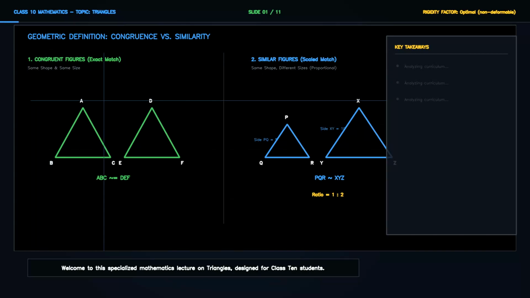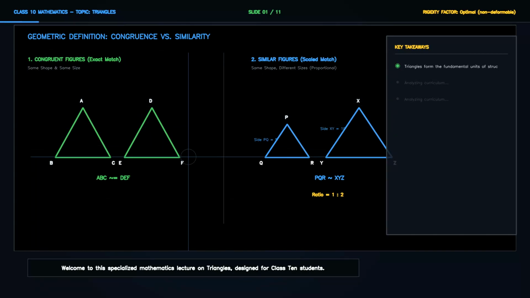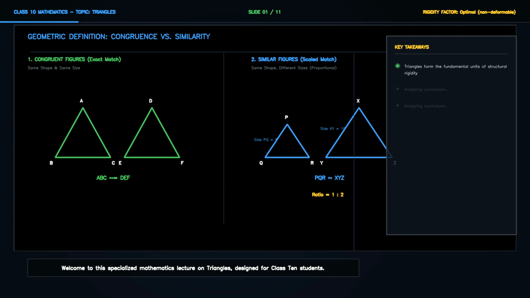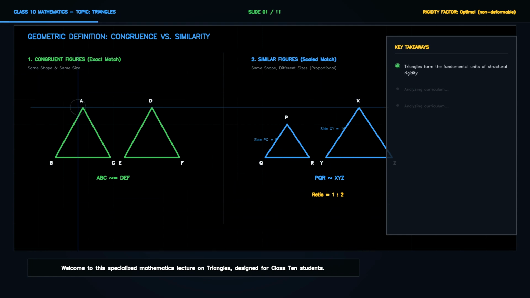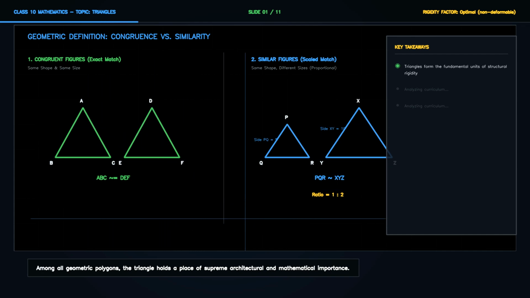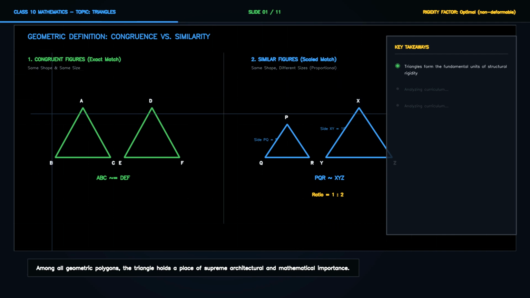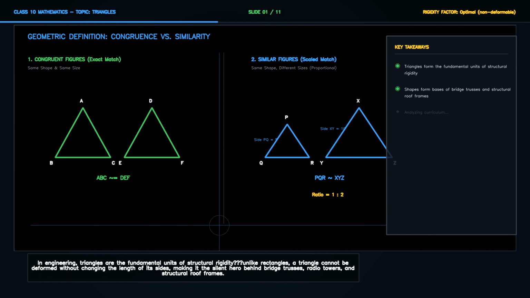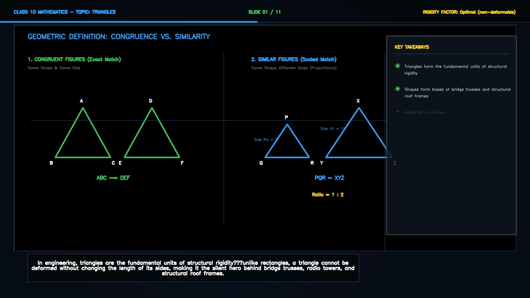Welcome to this specialized mathematics lecture on triangles, designed for Class 10 students. Among all geometric polygons, the triangle holds a place of supreme architectural and mathematical importance. In engineering, triangles are the fundamental units of structural rigidity. Unlike rectangles, a triangle cannot be deformed without changing the length of its sides, making it the silent hero behind bridge trusses, radio towers, and structural roof frames.